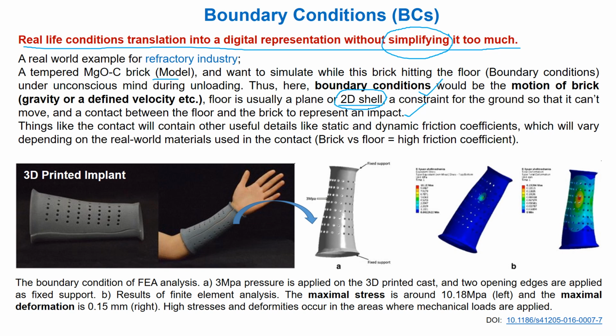In another example, a 3D printed implant where material has been developed, a 3 megapascal pressure was employed and the maximum stress and deformation estimated. If we extrapolate this line, we can see this is the point of maximum deformation and this is the minimum deformation. Here 3 megapascal pressure has been employed with these fixed conditions. So these are the boundary conditions actually considered to develop this 3D printed implant.